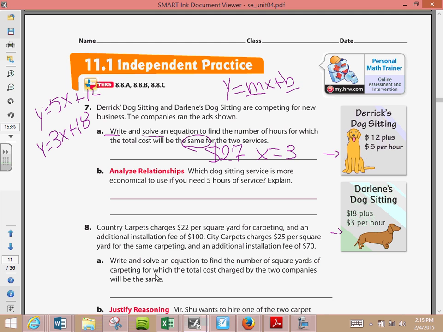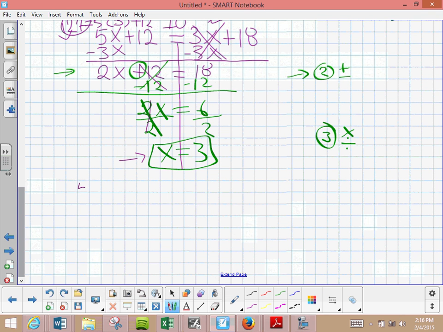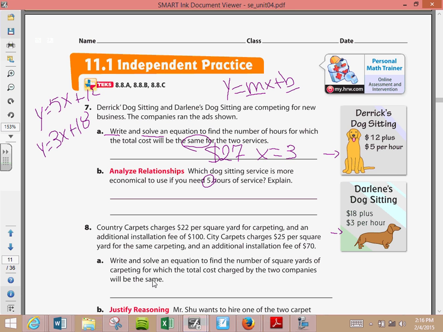Which dog sitting service is more economical to use if you need 5 hours of service? Plug in 5, right? So instead of putting 3, you're going to put 5. 5 times 5 is 25 plus 12, 37. And the other one is 3 times 5 is 15 plus 18. What do you get? 33, right? So which one's cheaper? Darlene's, right? So we will say Darlene's.